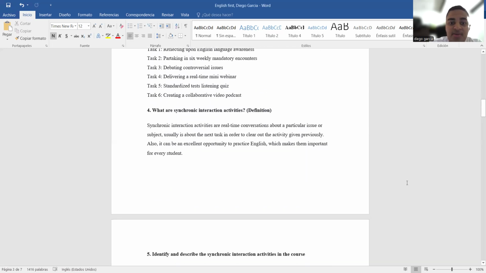What are synchronic interaction activities? These are activities in real-time conversations about a particular issue or subject. Usually it's about talking about the next topic or the next homework that is going to be given to the students in order to clear ideas. But it can also be an excellent opportunity to practice English, which makes them important for everyone.